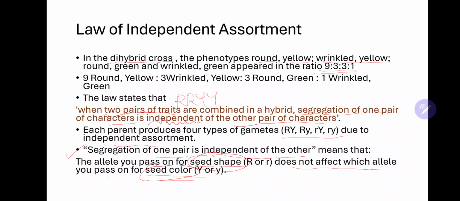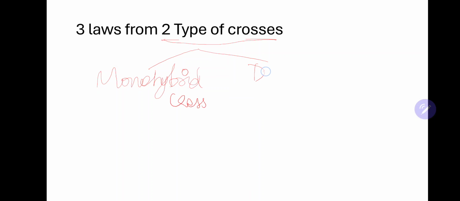Okay. So, in the previous classes, we have studied about monohybrid and dihybrid crosses. So, we are coming to a conclusion. 3 laws were derived by Mendel from the 2 crosses done. Which are the 2 types of crosses done here? That is monohybrid cross, and which is the other type of cross? Dihybrid cross.